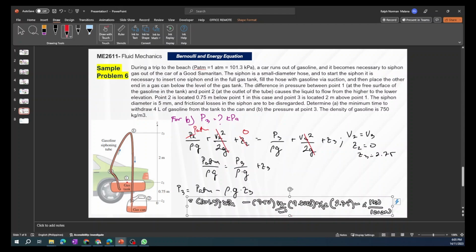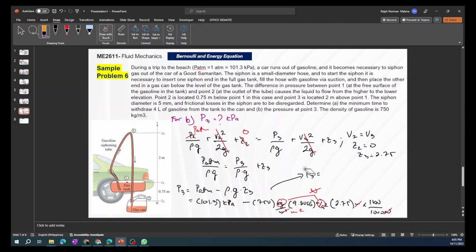So let's just cancel units. So this one is going to be a Newton. This is going to be meter squared. Just cancel. So kilonewton per meter squared. So your P3 now, just put it here.